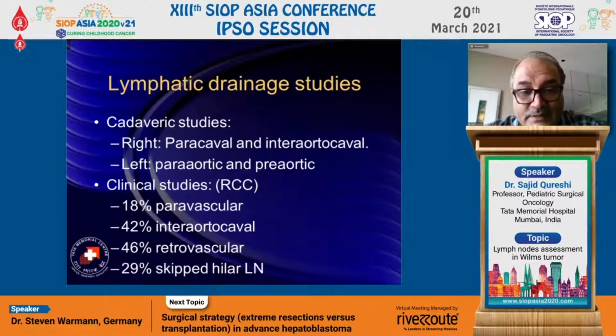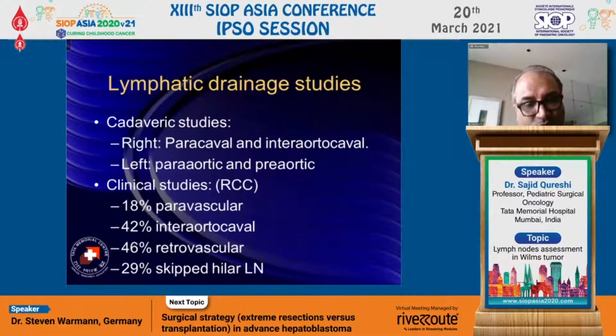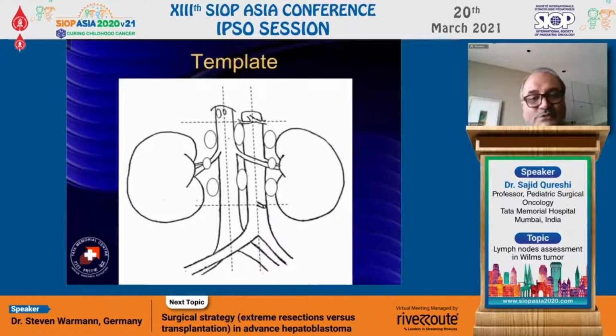There are some clinical studies, obviously not for Wilms tumor. There have been studies for renal cell carcinoma in adults. The lymphatic spread was commonest in the paravascular, the interaortocaval, and the retrovascular region, and 29% of the lymph nodes were present outside the hilum. The hilar lymph nodes were negative, but the other lymph nodes were positive.